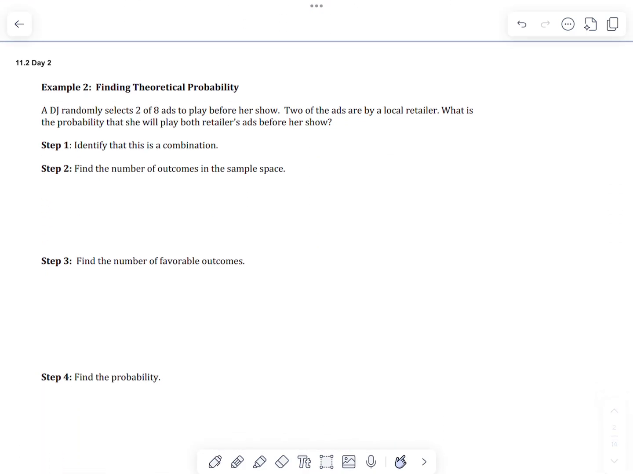Example 2. A DJ randomly selects 2 of 8 ads to play before her show. 2 of the ads are by a local retailer. What is the probability that she will play both retailers' ads before her show? So step 1, we want to identify if this is a combination. The order in which she plays the ads does not matter. So order does not matter.